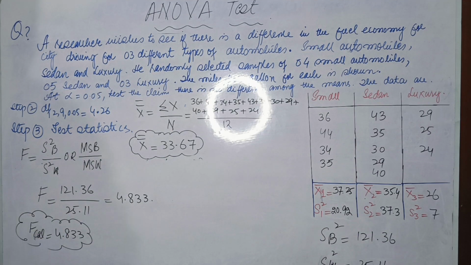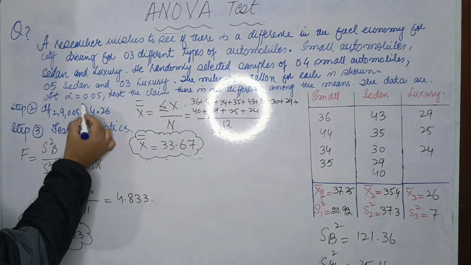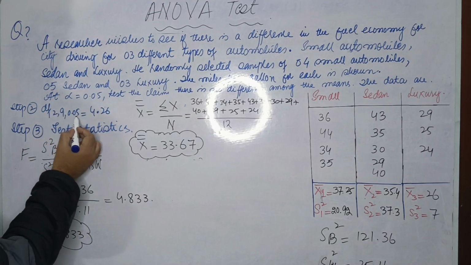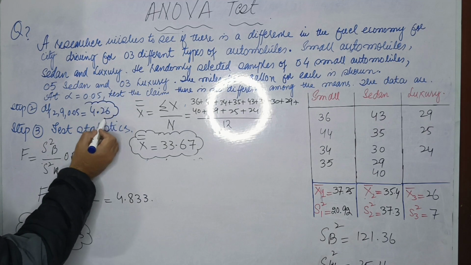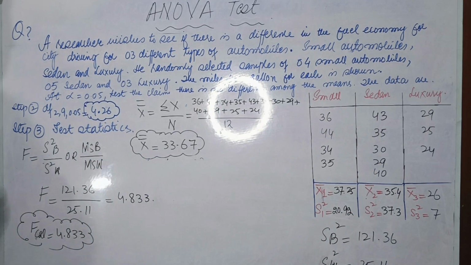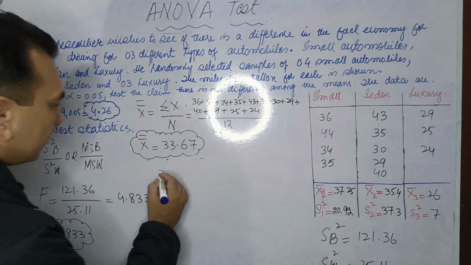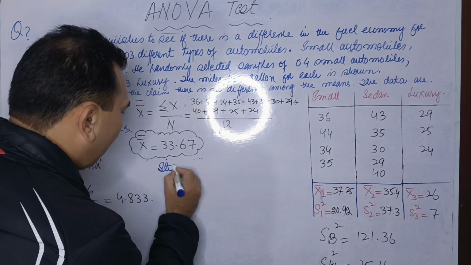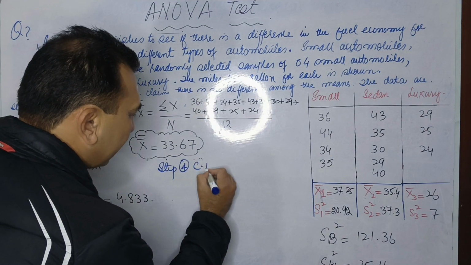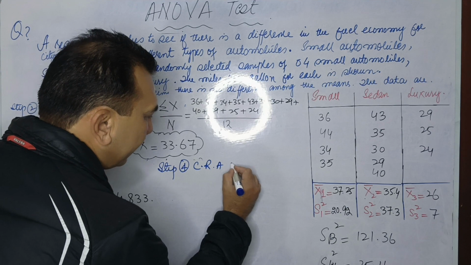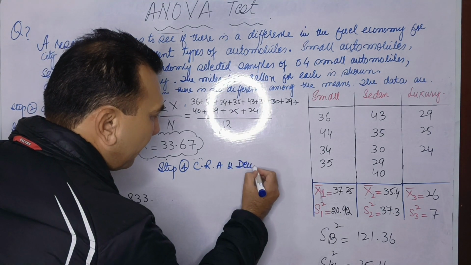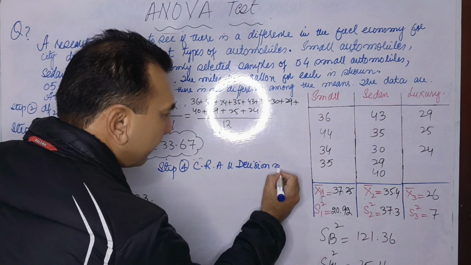As we know, we get the F tabulated value at the degrees of freedom of 2 and 9 at 0.05. It was 4.26. Now we will go to solve step number 4, the critical region area and decision making.